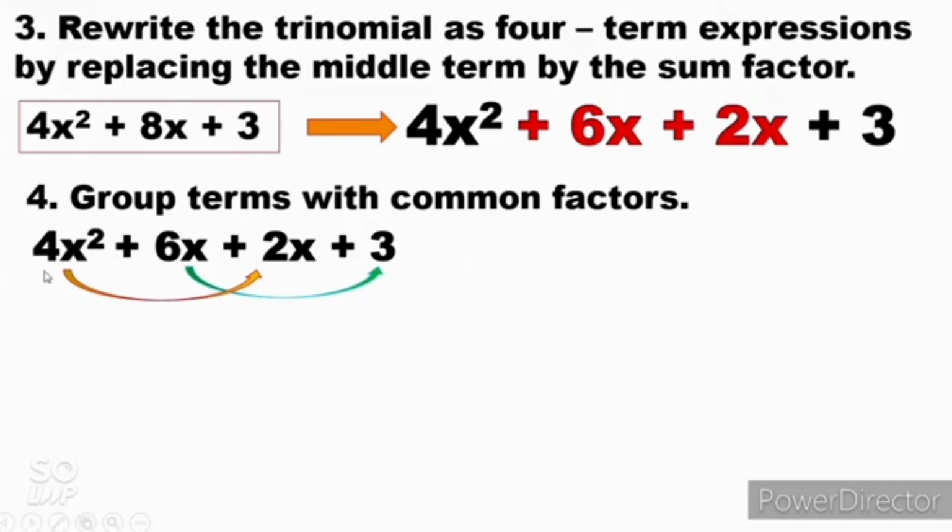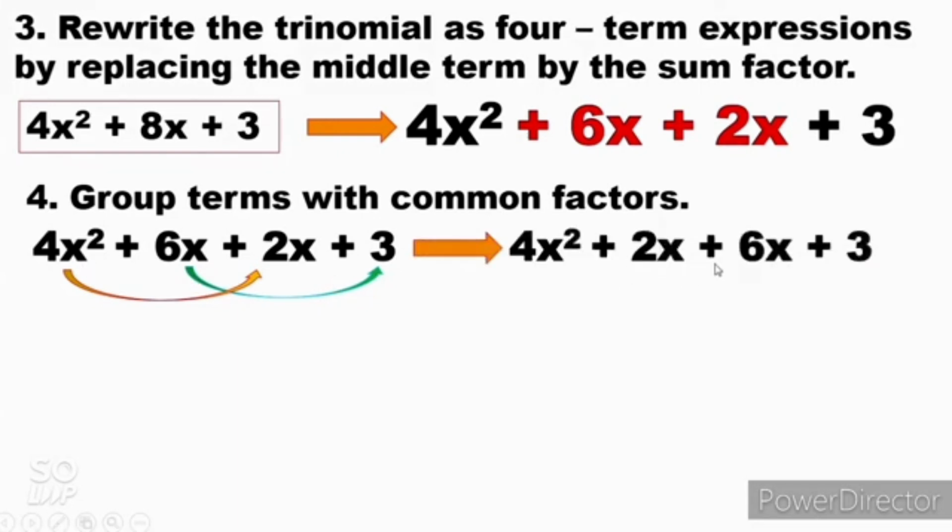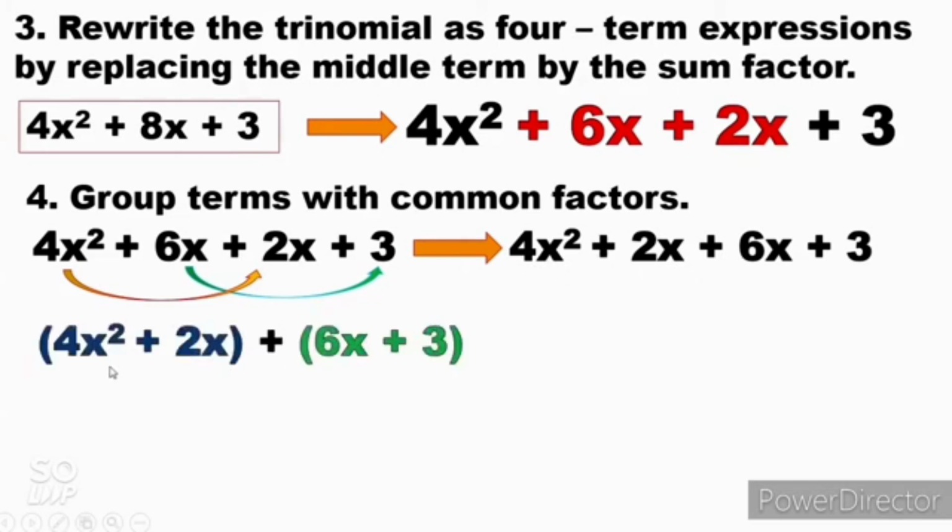Okay, so iaayos na natin, pagtatabihin na natin yung merong common which is yung 4x squared at saka yung 2x, and 6x and 3. Okay, magiging 4x squared plus 2x plus 6x plus 3. So, nagpalit ng pwesto yung 2x at saka yung 6x. Then, the next step is, i-group na natin yung expression natin. So, we have now the quantity of 4x squared plus 2x plus 6x plus 3.